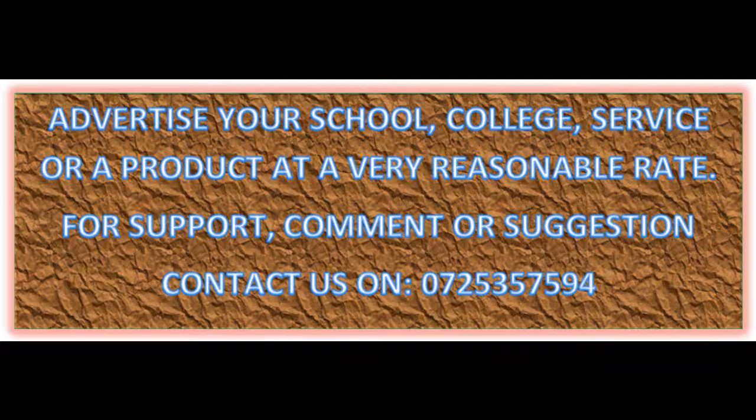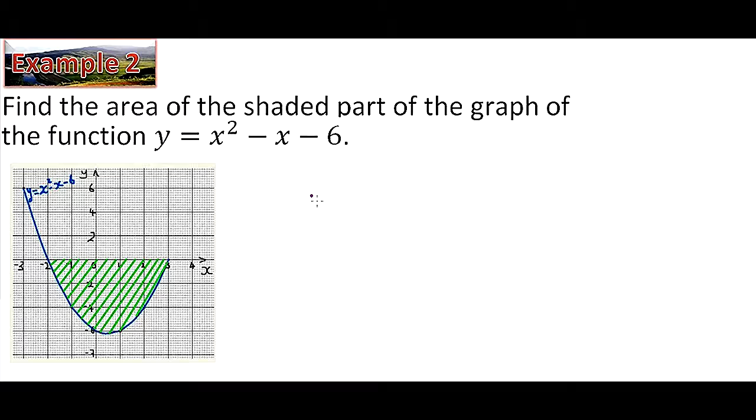So in this example 2, find the area of the shaded part of the graph of the function y is equals to x squared minus x minus 6. So this is the area shaded in green. Our limit will be from minus 2 to 3, and therefore when we integrate, we will be able to get the area is equals to the integral from minus 2 to 3 of (x squared minus x minus 6) with respect to x.